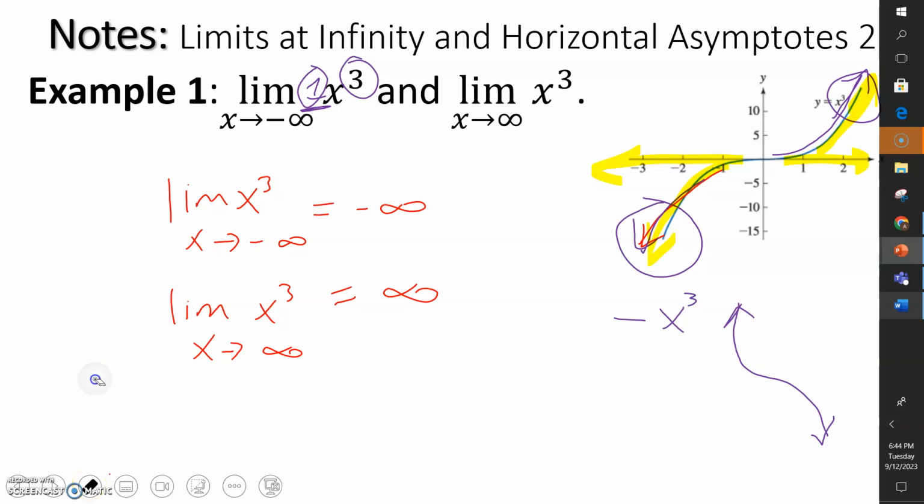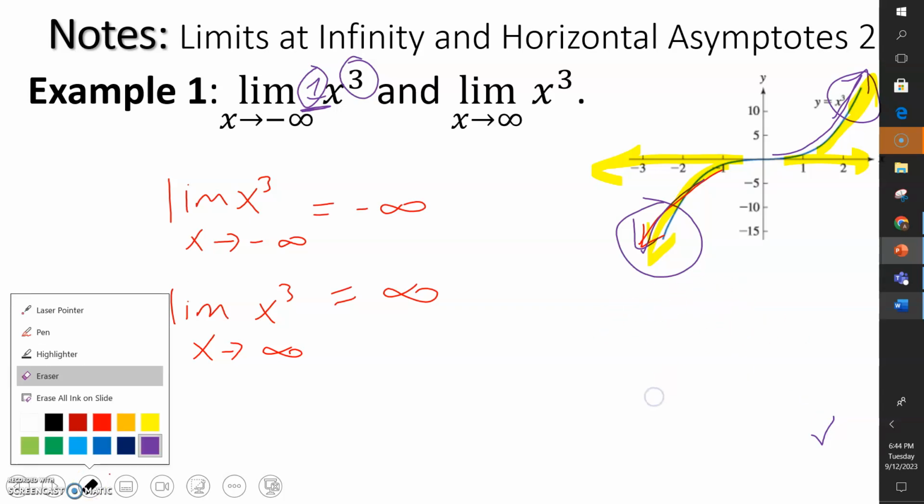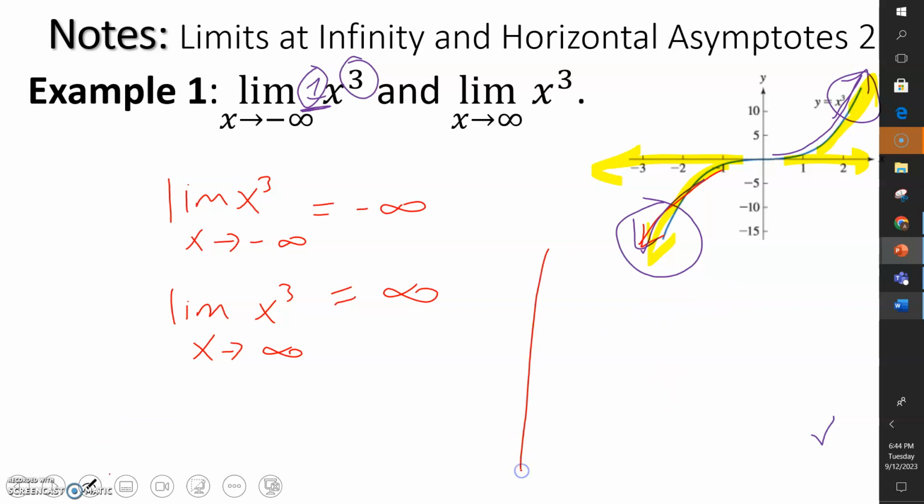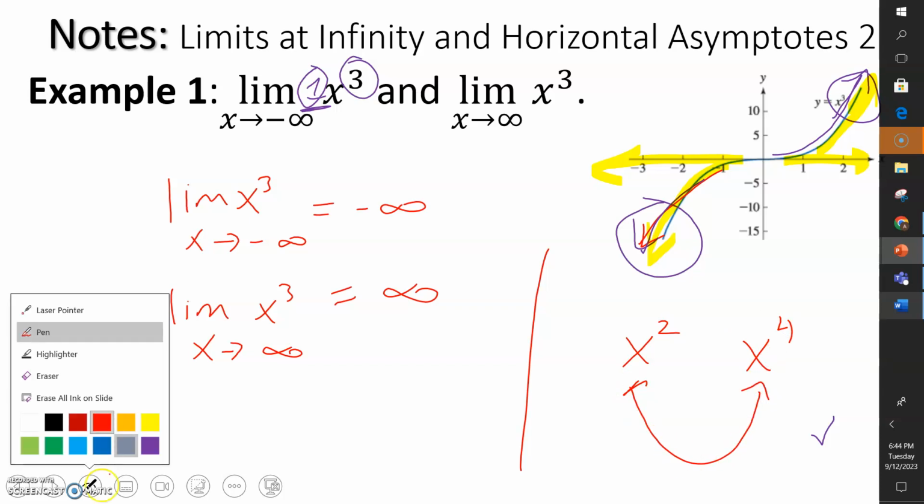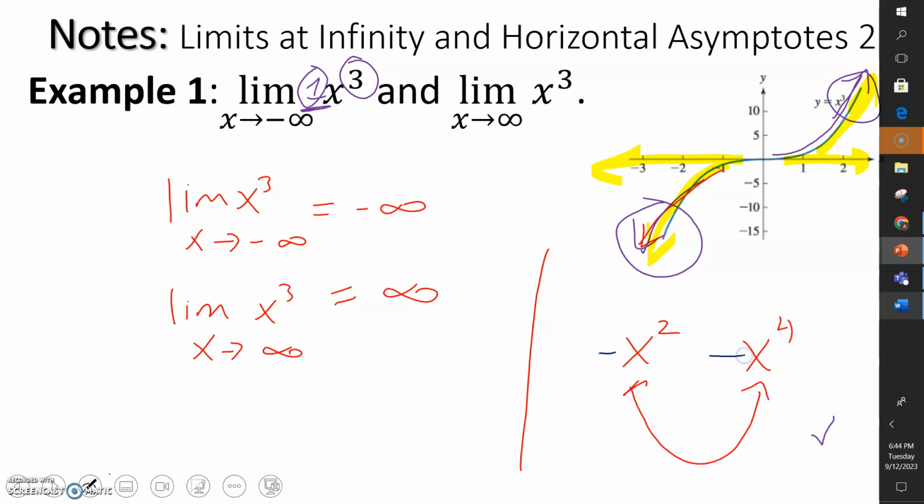Whereas if a function is even, so for example, let's say we had an x squared or x to the fourth, we know that both sides of the function go up, whereas if I made them negative, we would notice that both sides of the function would go down. And so oftentimes it's enough to just note that the degree of the function tells us about the ends.